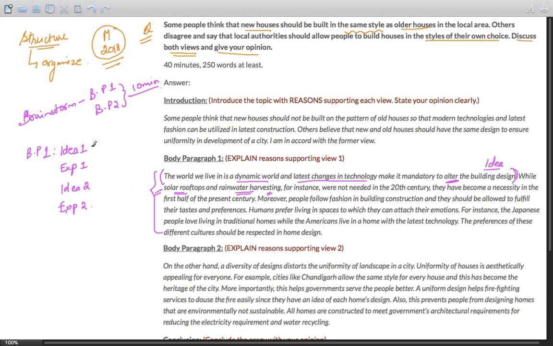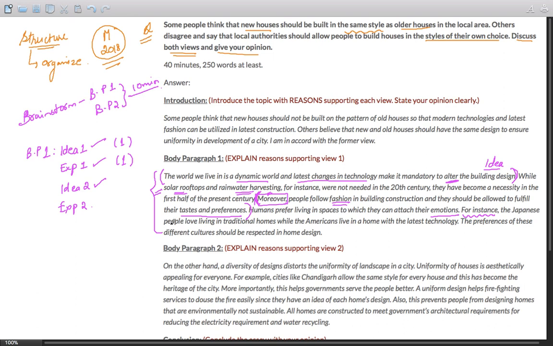Thereafter, once idea 1 is mentioned and explained, with just one sentence on this and one sentence on this, you're moving to idea number 2, using a connecting device, moreover. People follow fashion in building construction and they should be allowed to fulfill their tastes and preferences. The following sentences, about 3 sentences, will explain how exactly this should be done. So once the idea is clear, in this sentence, humans prefer living in spaces to which they can attach their emotions. This is just an extension of the idea and the explanation begins from here.